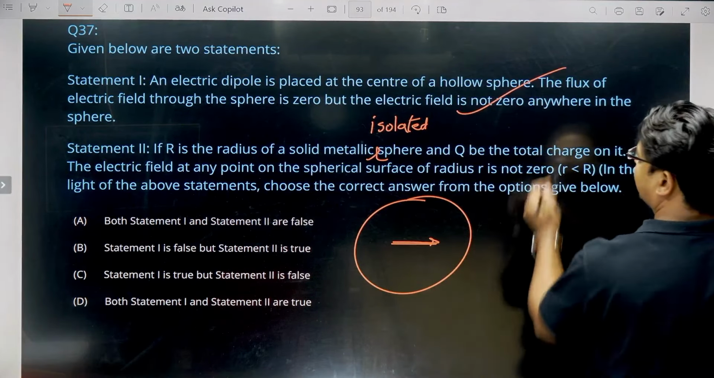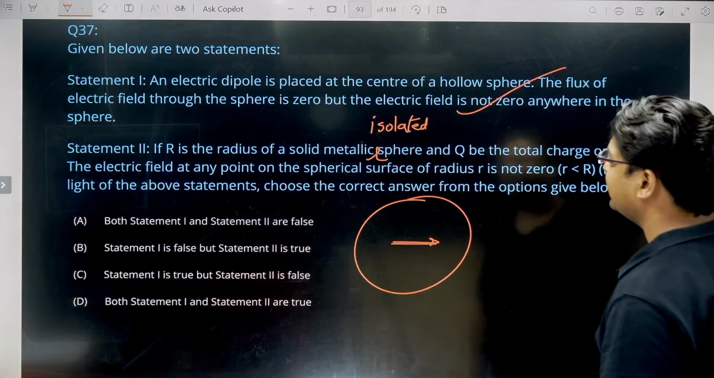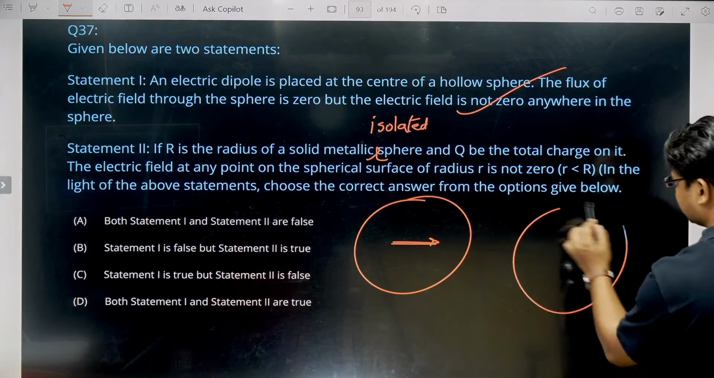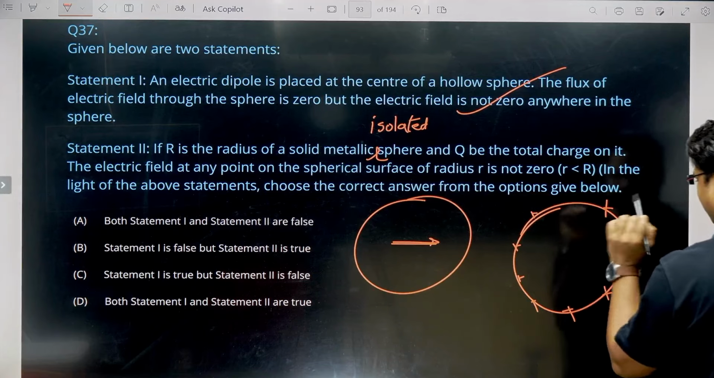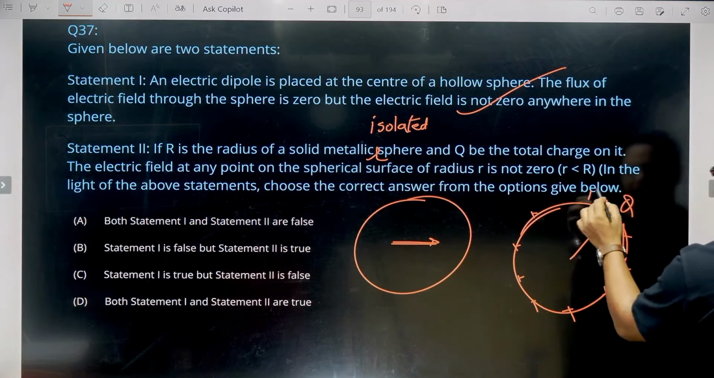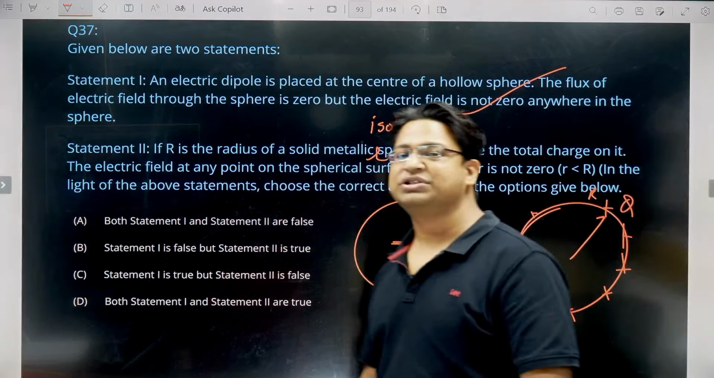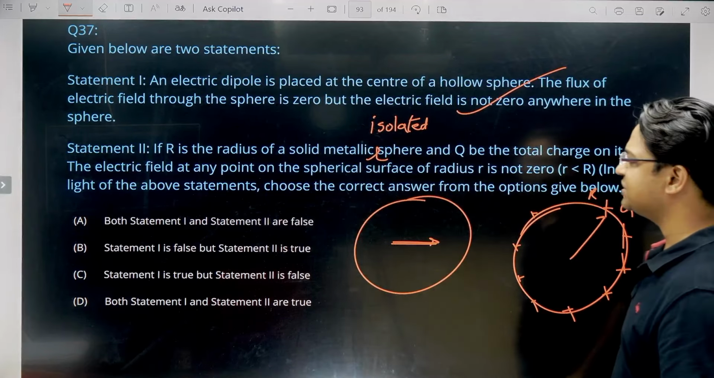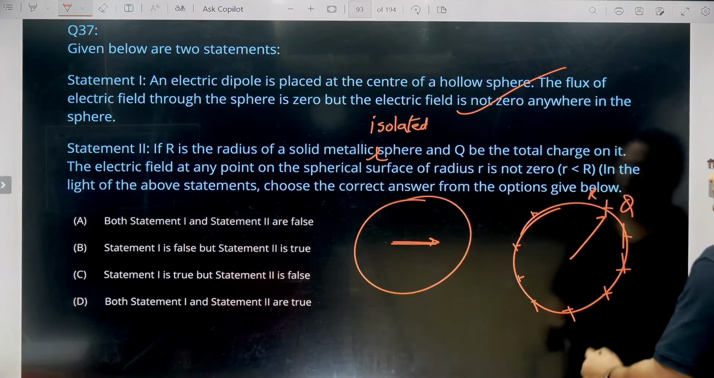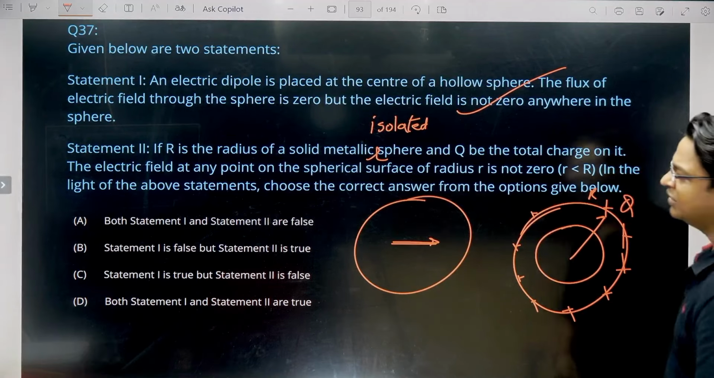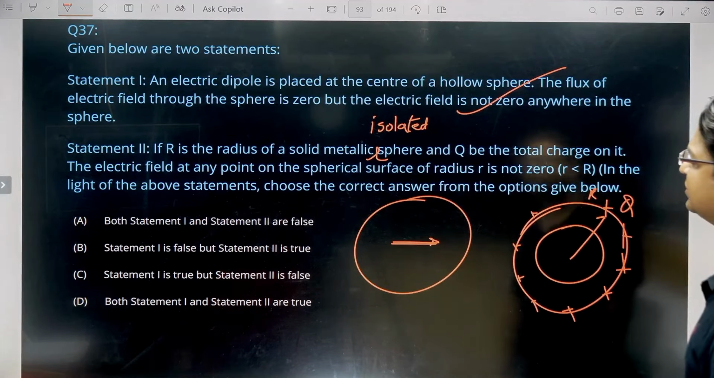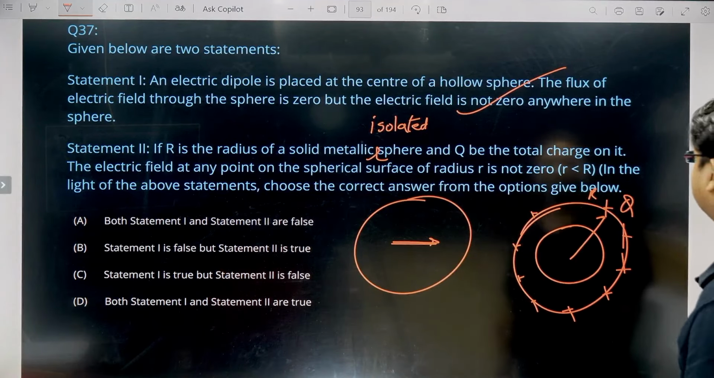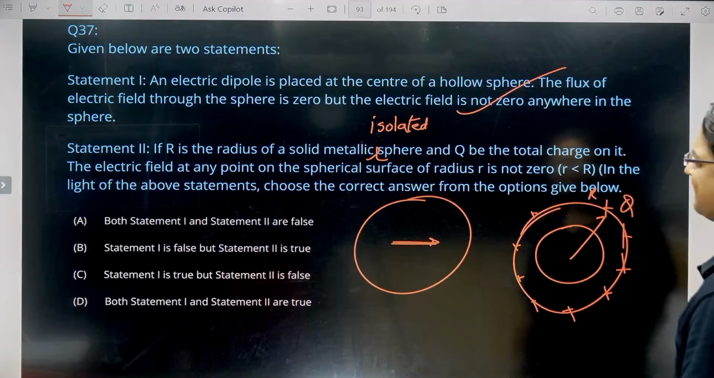Now the radius: if R is the radius of a solid metallic isolated sphere, it has charge q, and it is isolated, that means there is no induction. We know that this kind of an arrangement produces zero field at all points inside it. The statement says that the electric field at any point on the spherical surface of radius r, which is smaller than capital R, is not 0.